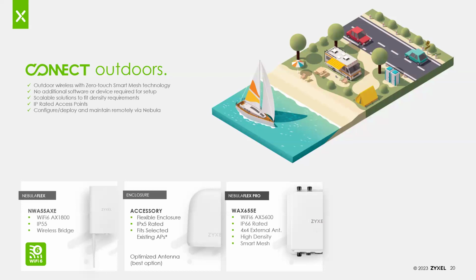We have an outdoor enclosure. This fits most of our access points, and you can always find an updated list of compatible access points on our website, or just ask your salesperson. But it allows you to take an indoor access point and turn it into an outdoor access point. It helps protect the access point from water, and it also slightly raises the temperature range that the access point can function in when it's mounted outside.